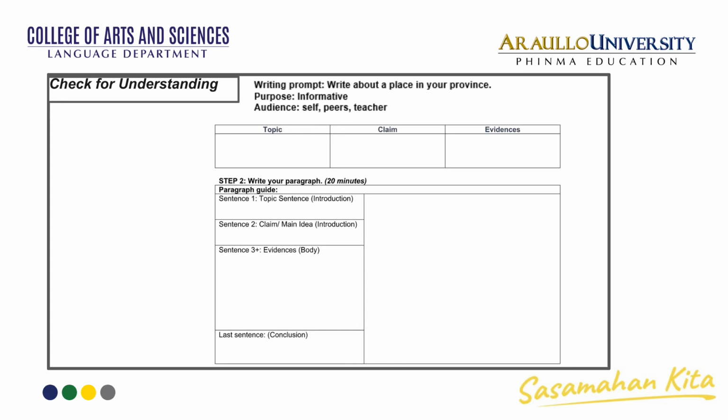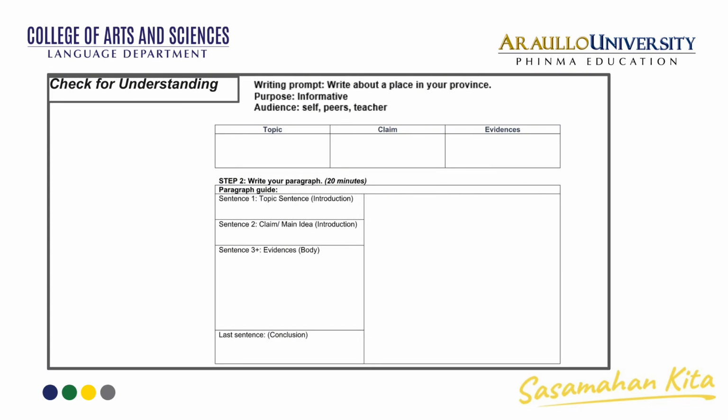The topic is given. Again, it is about writing a place in your province. You need to specify which part of that big topic about the place in your province you would like to discuss. Then that will be the claim. And also, you need to provide 3 justifications or evidences to support your claim and your topic. After that, you're going to elaborate it and turn it into a paragraph by following what you have identified in your pre-writing sheet. As a practice, you are going to utilize the 5 to 6 sentence per paragraph structure guide.